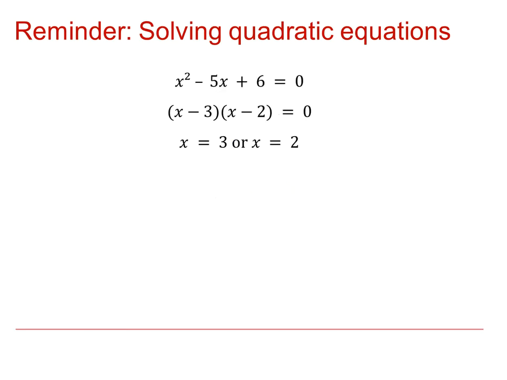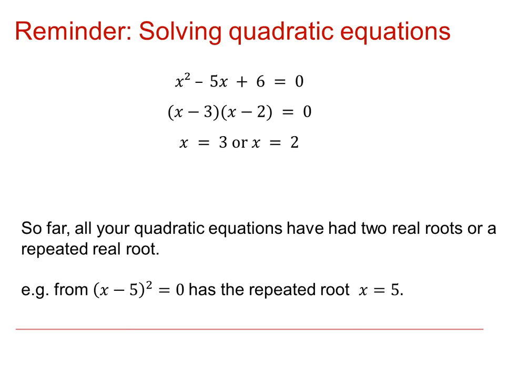Now, all the equations that you've met so far have had either two real roots such as this one, or perhaps you would have met ones which have a repeated root, for example x minus 5 all squared equal to 0. And in that case we've got a single root, x equal to 5, which we consider as being a repeated root. Sometimes we have equations which produce irrational numbers as their solutions. So as an example of that, on the next slide.